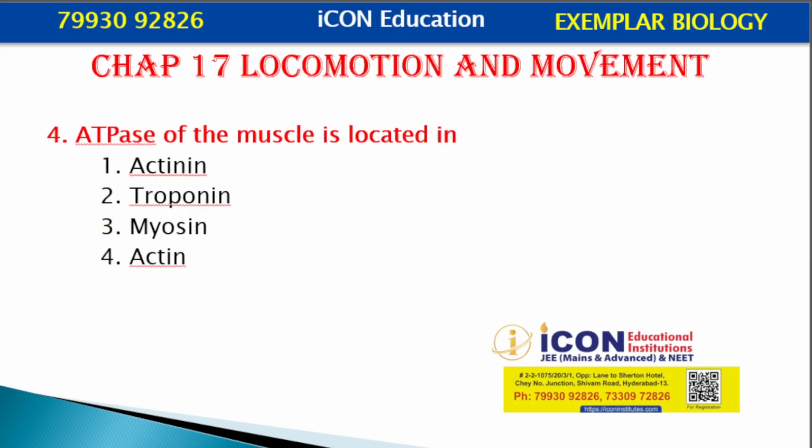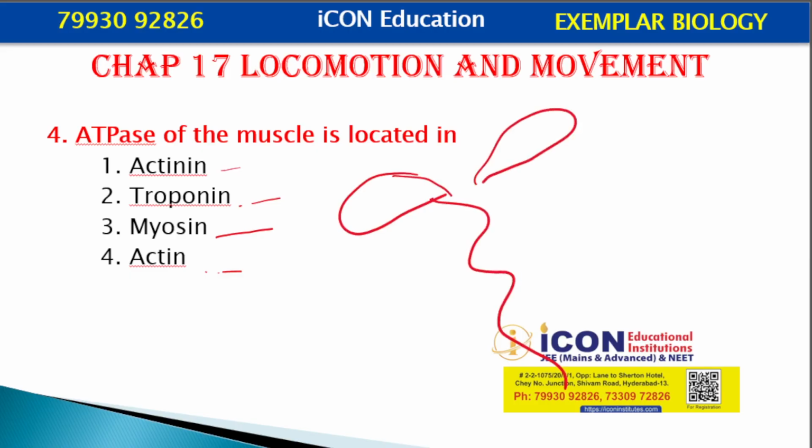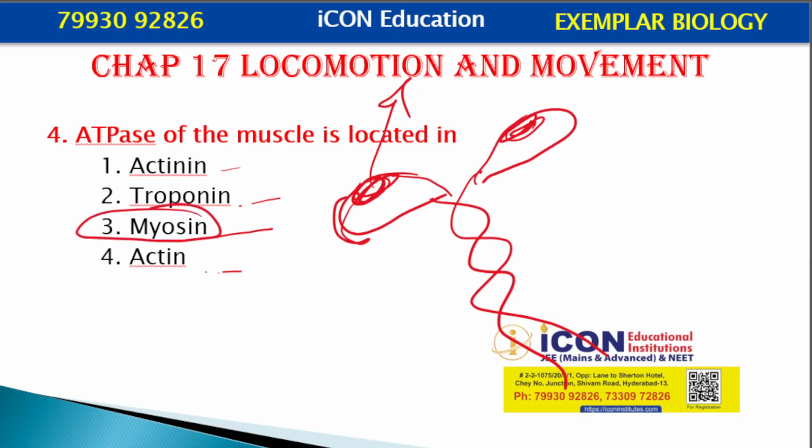ATPase of the muscle is located on actin, troponin, myosin, or actinin and actin. In the myosin head, short arm and tail, we find the so-called ATPase activity is done here, where the ATP binding site is located. So what is our answer? Myosin.